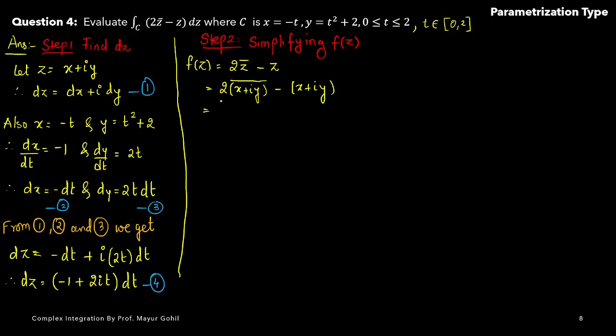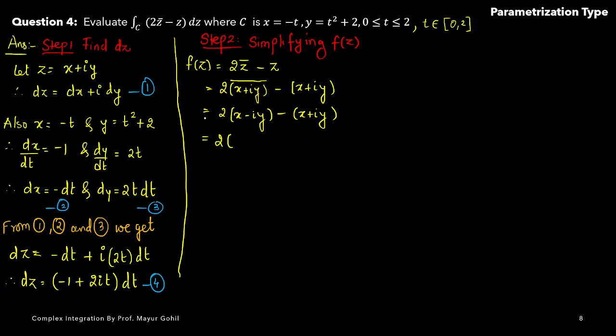Now x plus iy bar means 2x minus iy minus x plus iy. But now we have to convert this function into the variable t, right? x is in terms of t, y is in terms of t. So let's get into terms of t.